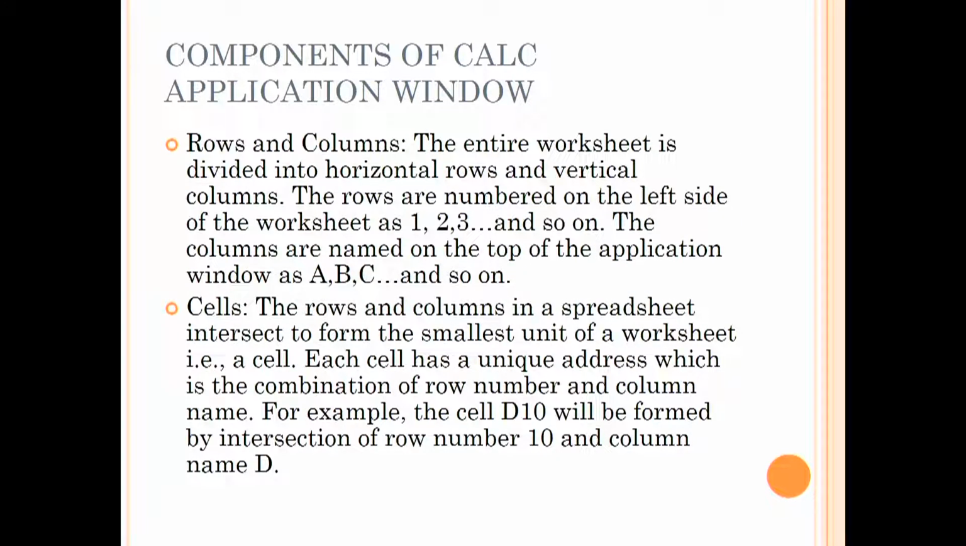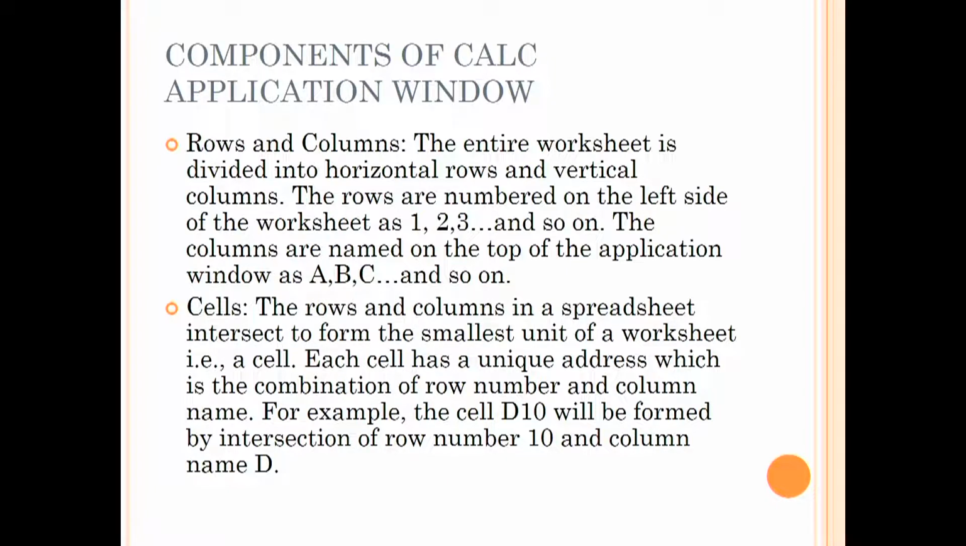Now another component of the application window is rows and columns. The entire worksheet is divided into horizontal rows and vertical columns. The rows are numbered on the left side of the worksheet as 1, 2, 3 and so on, and the columns are named on the top of the application window as A, B, C and so on.